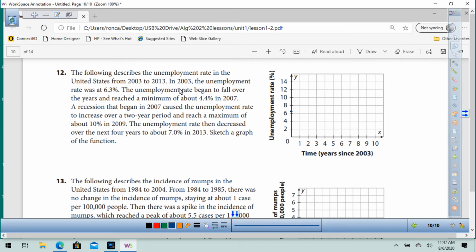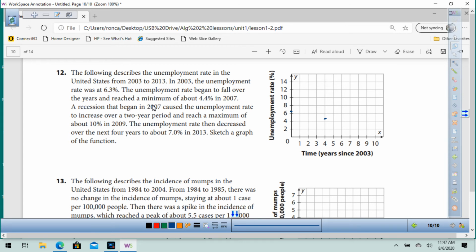All right. The unemployment rate began to fall over the years and reached a minimum of 4.4% in 2007. So that's 4 years. 4.4%. And we'll say that's about right there.